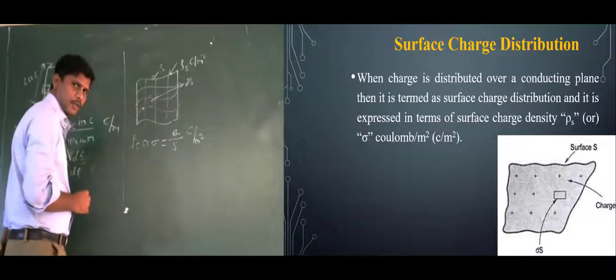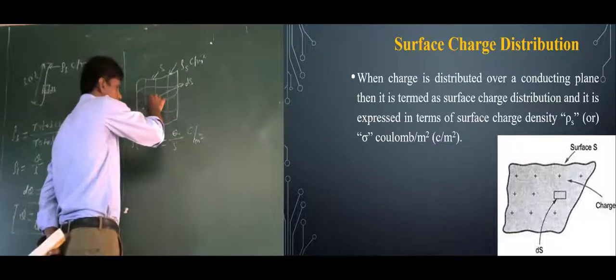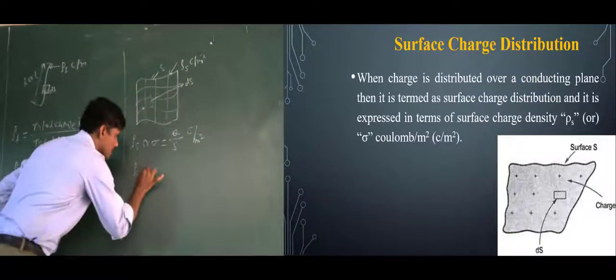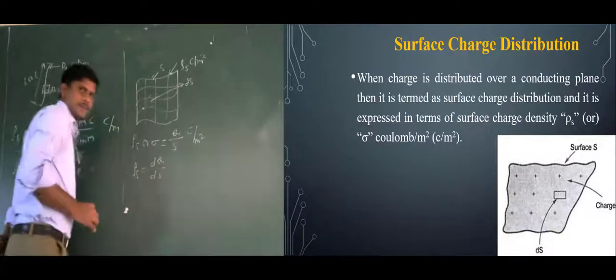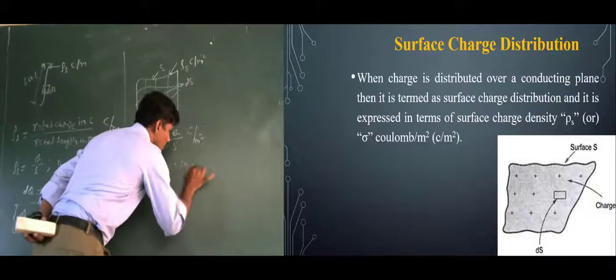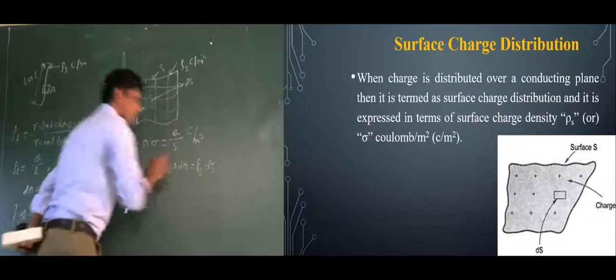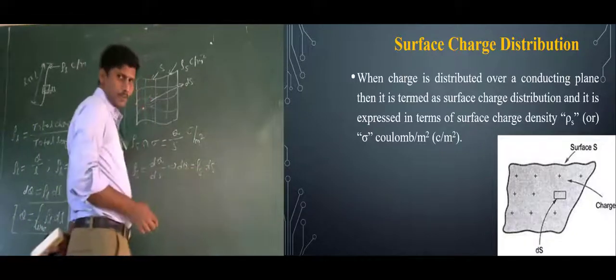Coulombs per meter square. And this is the elementary surface shape. So in case of an elementary particle, the surface charge density rho s is equal to dq by ds. So take the cross multiplication: dq is equal to rho s into ds, where dq is the elementary charge and ds is the elementary surface.